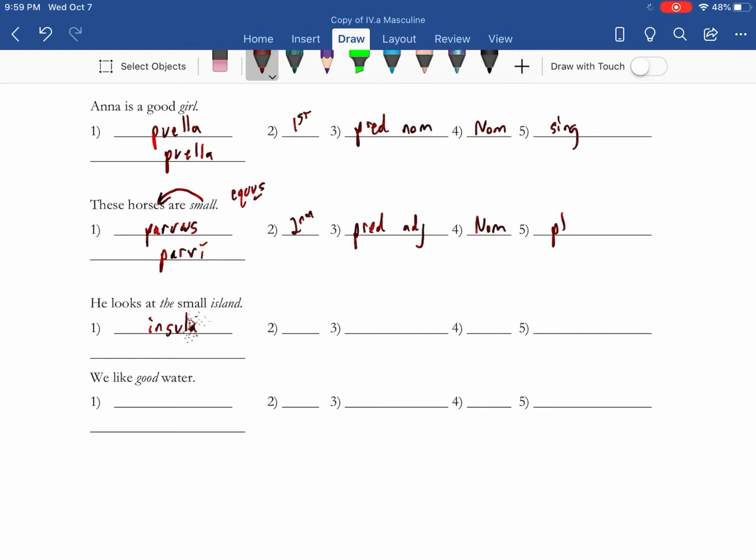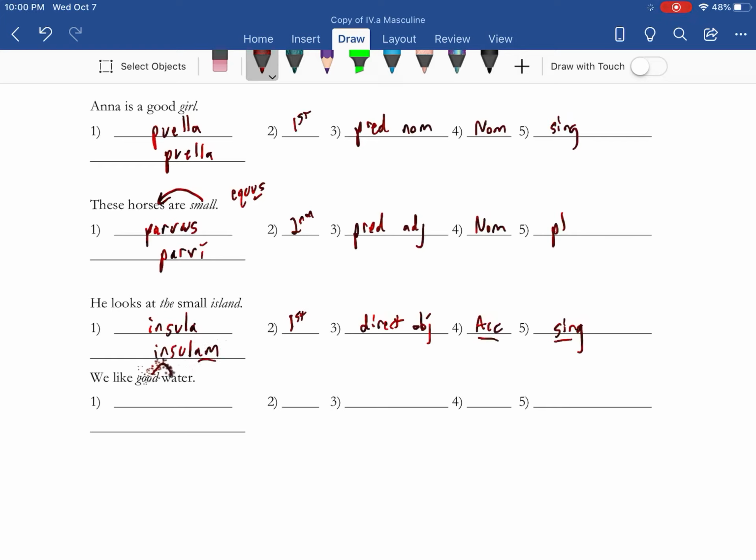He looks at the small island. Word for island is insula. A is going to be first. Now, he's looking at it. It's receiving an action, so it's going to be the direct object. So it's going to be accusative. Island, there's just one, so it's singular. So accusative singular, first declension. You look up at the chart, and that's going to be an AM.